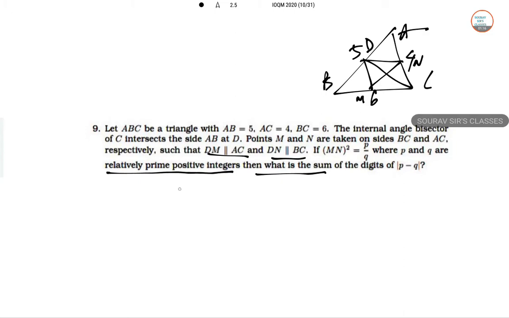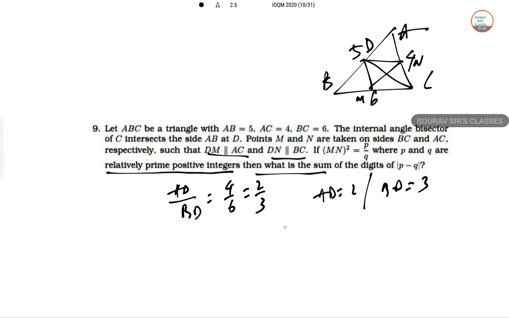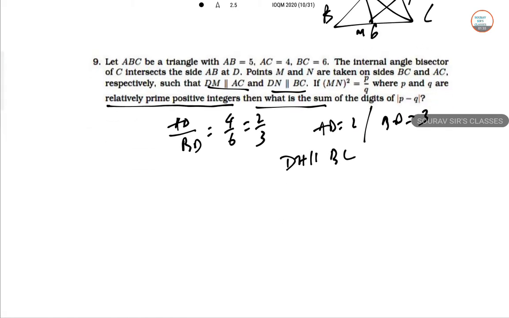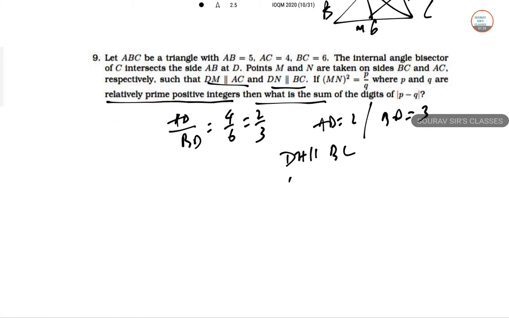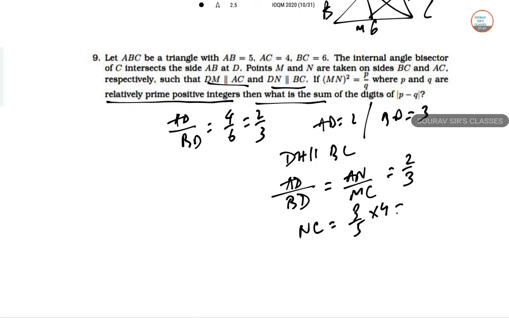So CD is the bisector of C. So AD by BD is 4 by 6, that is 2/3. So this is from the theory. AD is 2, so if we take BD equal to 3 for the sake of our calculation, and DN parallel to BC. So in this case, AD by BD is equal to AN by NC, that is equal to 2 by 3. So NC equals 3 by 5 into 4, so that is 12 by 5.